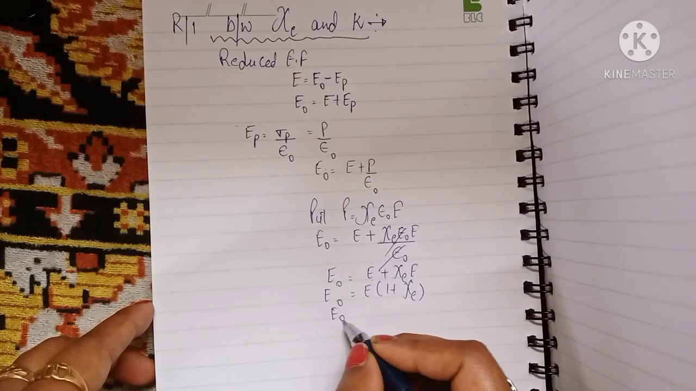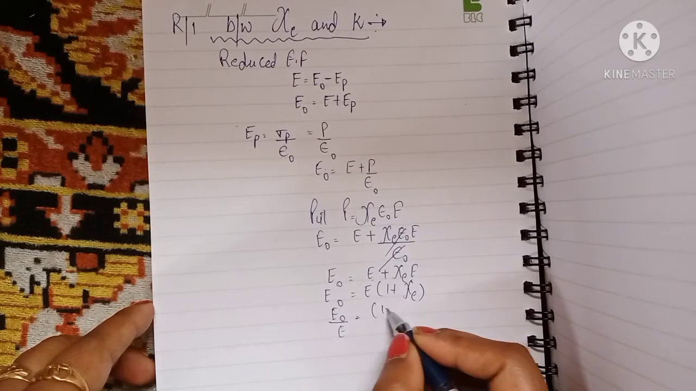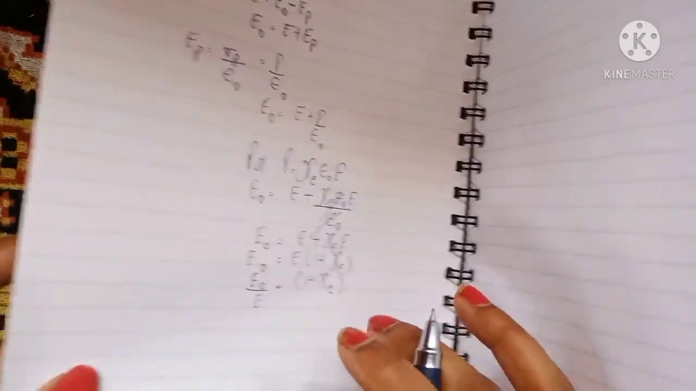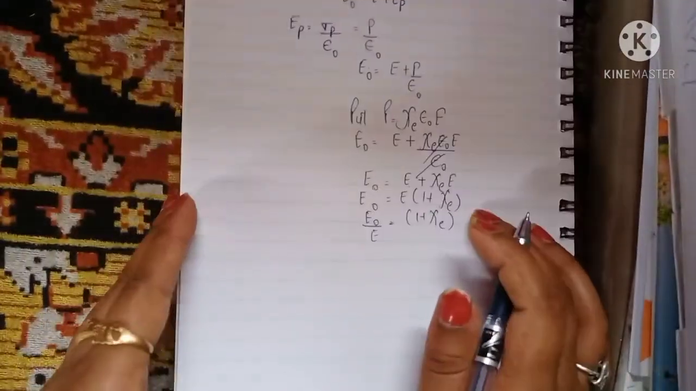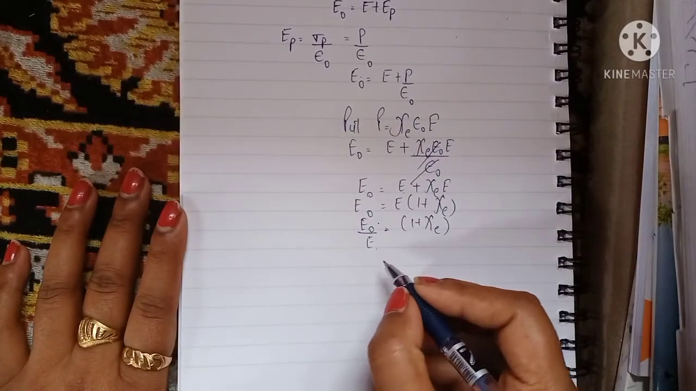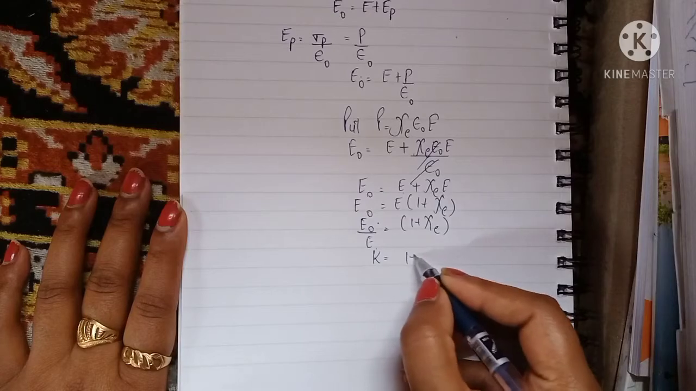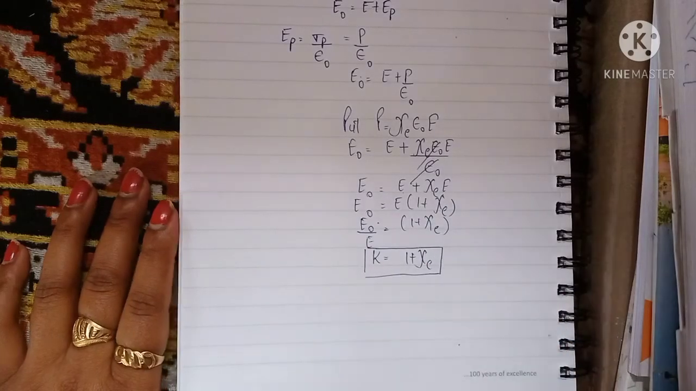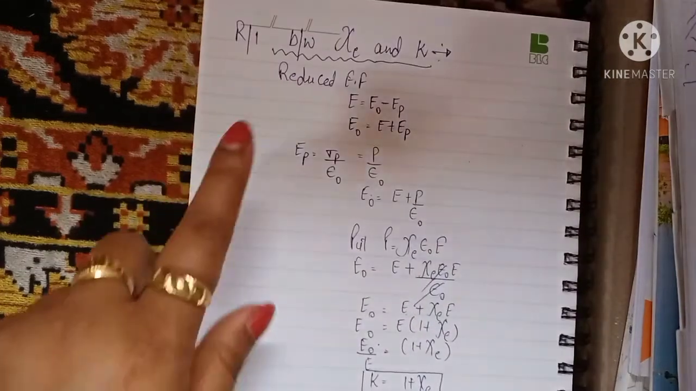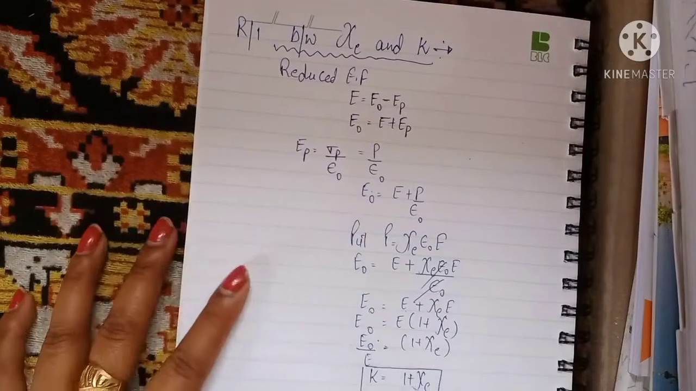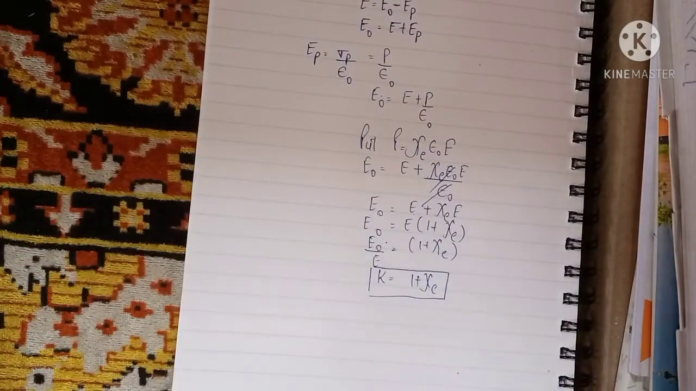Now E naught upon E is equal to 1 plus chi E, right? So how much is this? As you know, E naught over E is written as the dielectric constant also. So we can write it as K equals 1 plus chi E. So this is your relationship between the dielectric constant and the susceptibility. My aim was to find the relationship between electrical susceptibility and dielectric constant, and this is its relation.